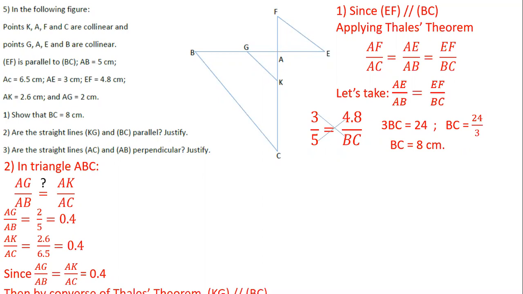Now let's move to question number 3. Are the straight lines AC and AB perpendicular? Who can tell me what we mean by perpendicular? What do they form in between if they are perpendicular? 90 degrees. At which vertex should be the 90 degrees? At A. So if we can prove that angle BAC is equal to 90 degrees, then they will be perpendicular, right?